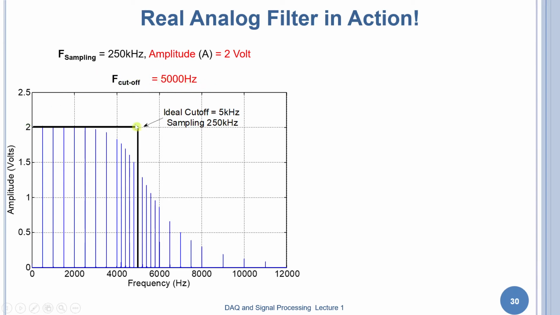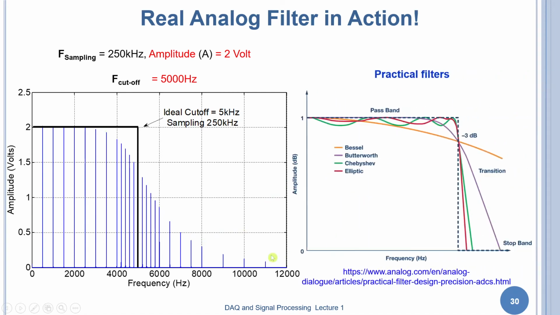An ideal filter would have allowed all frequencies from 0 to 5000 to go through, and any frequency beyond 5000 would have been completely attenuated. But a practical filter will have this kind of behavior. Even before 5000 hertz, it will start killing the amplitude. So you should be aware of this small transition when you are doing analog filtering. There are different analog filters available, so depending upon your application, you can use different filters.